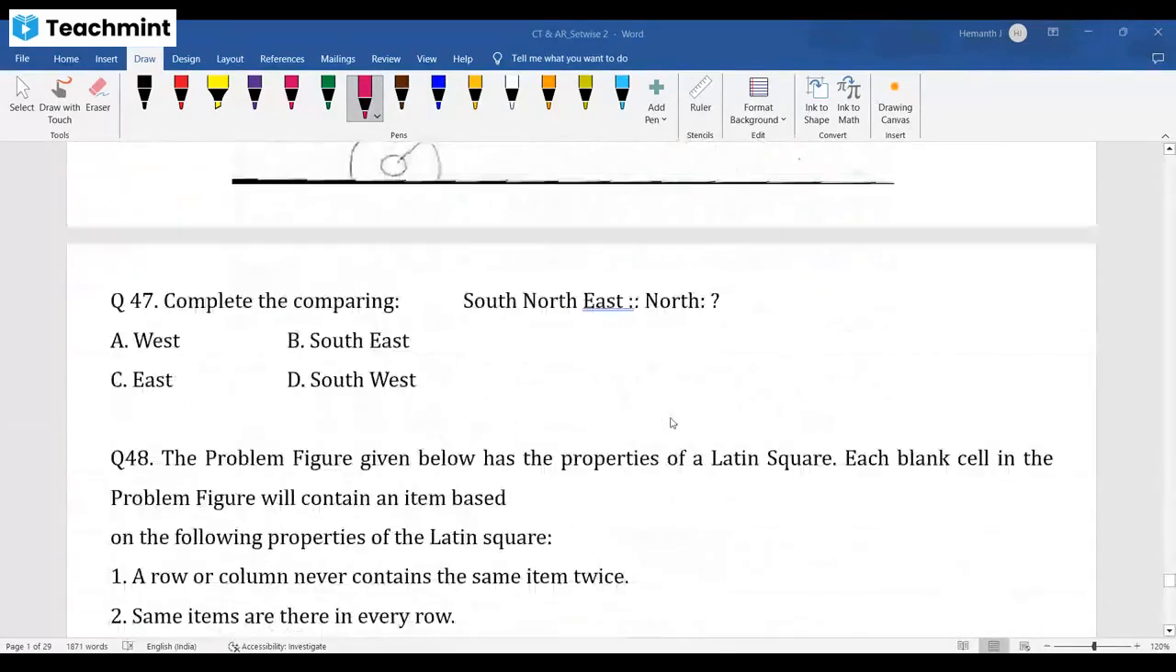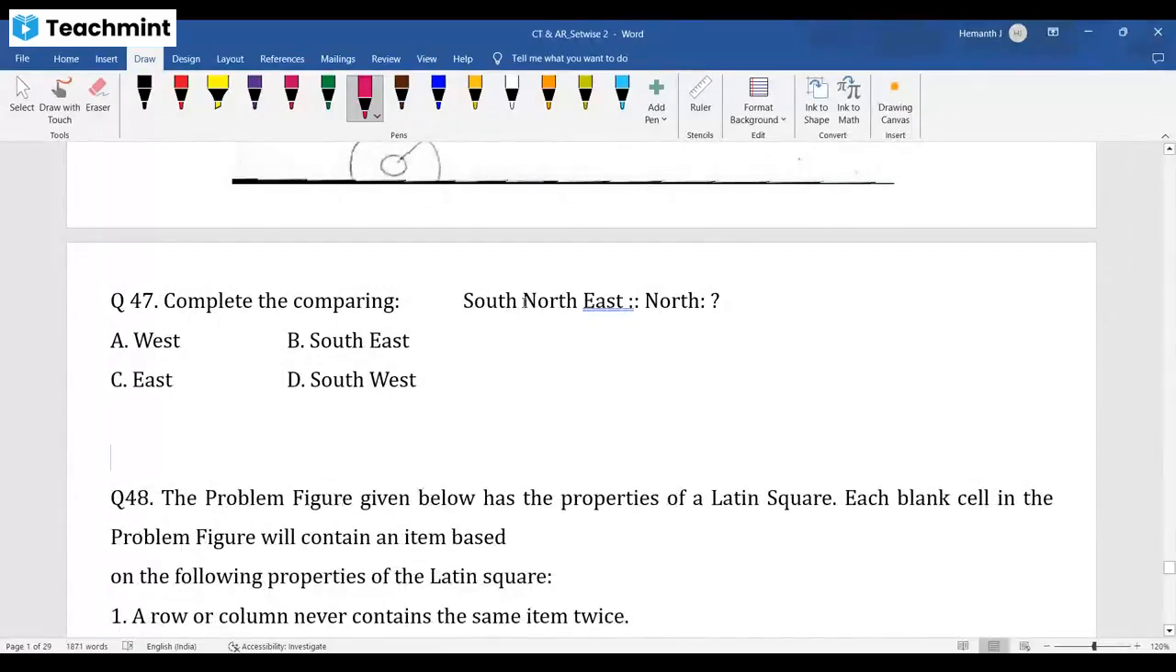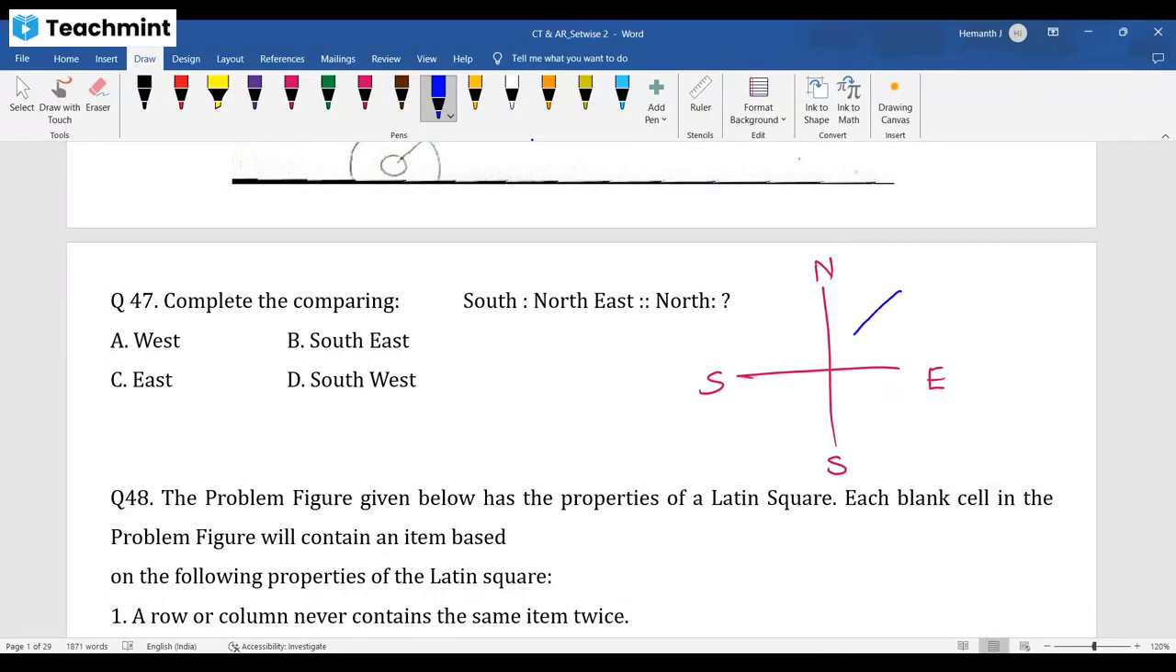Next one, again analogy. South is northeast, then north becomes what? See, south is northeast, right? So south is here, northeast is here. South becoming northeast means it should come to this place. Means anti-clockwise, it should move 135 degrees.